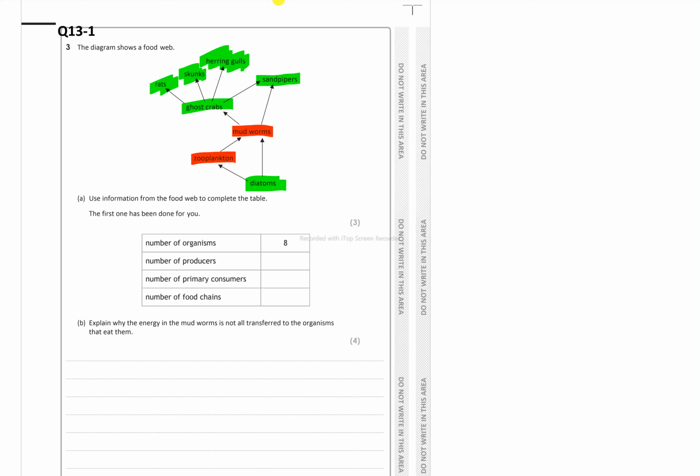So number of producers. How many producers are there? There's 1. That's the diatom. Number of primary consumers, there's 2. And number of food chains. Okay, let's get rid of that. Let's try to draw them. We'll try to draw them in an ordered way. Look, so 1.